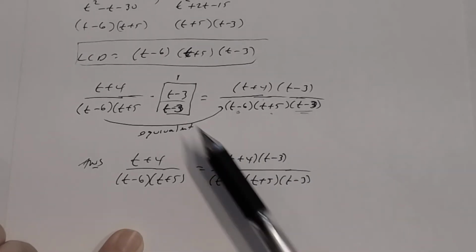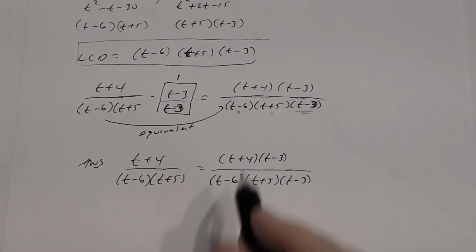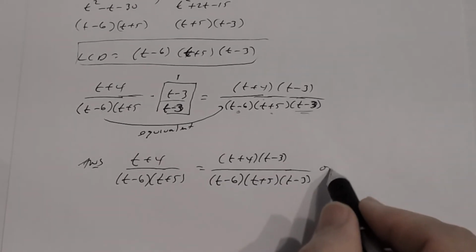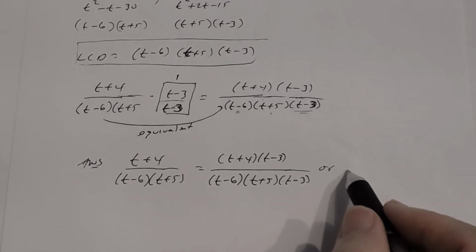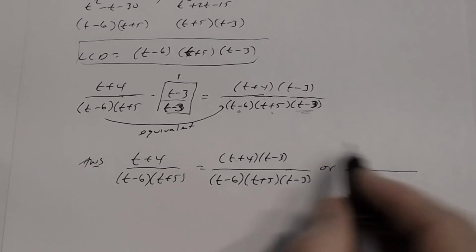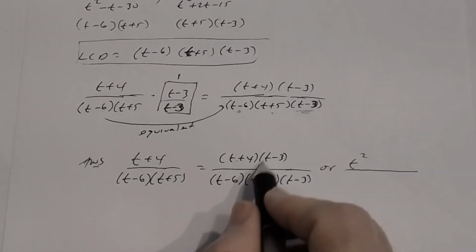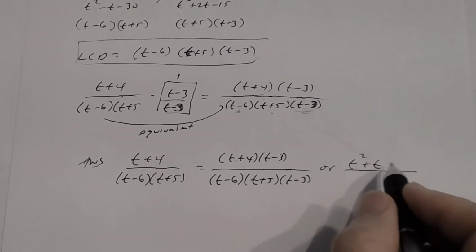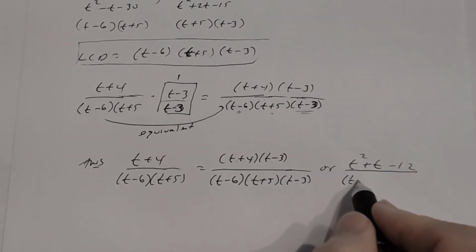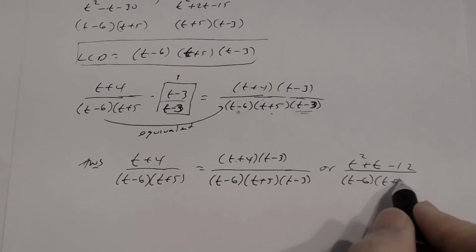That's this part here. Now, if you want to multiply the numerators out, we may need to do that in the next lesson. So always know how to multiply binomials. Using a FOIL method, I get t squared. The outer and the inner is going to be just t, and 4 times negative 3 is negative 12. But always leave the denominators factored.